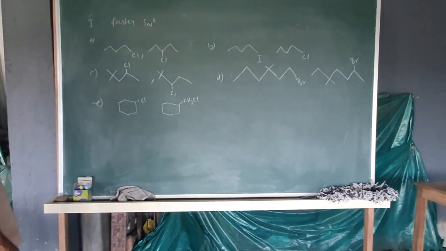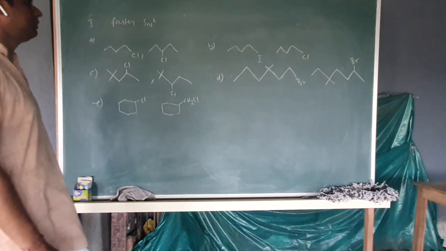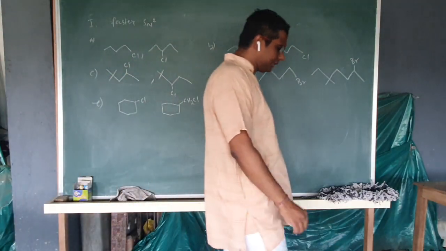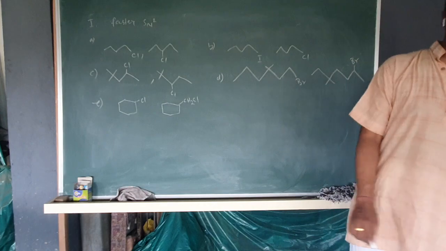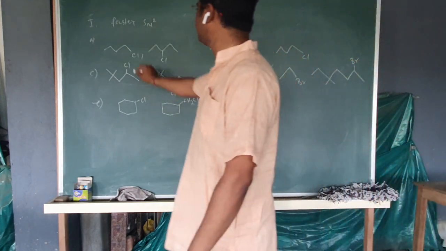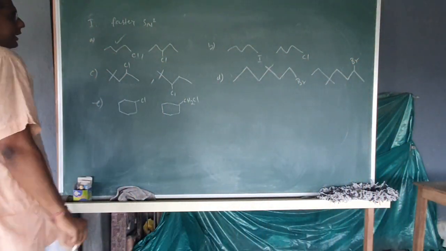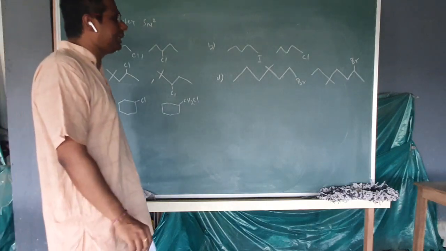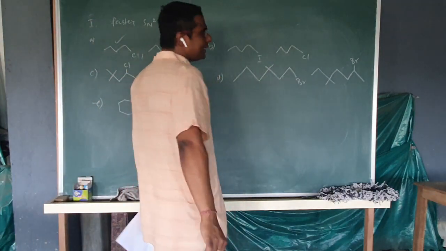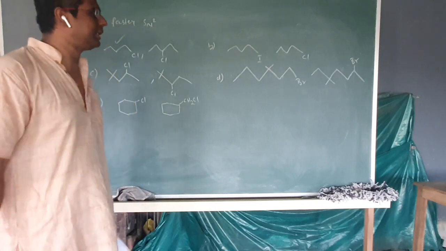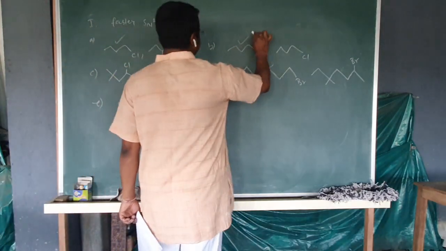Sure. Let's identify which goes faster in an SN2 reaction. For SN2 it is very clear to us that 1 degree will have better SN2 reaction. For the first one, the halide is 1 degree, so this is correct. In the second one, both are 1 degree, but iodides are better towards substitution nucleophilic. It's a better leaving group, so this will have a faster reaction.